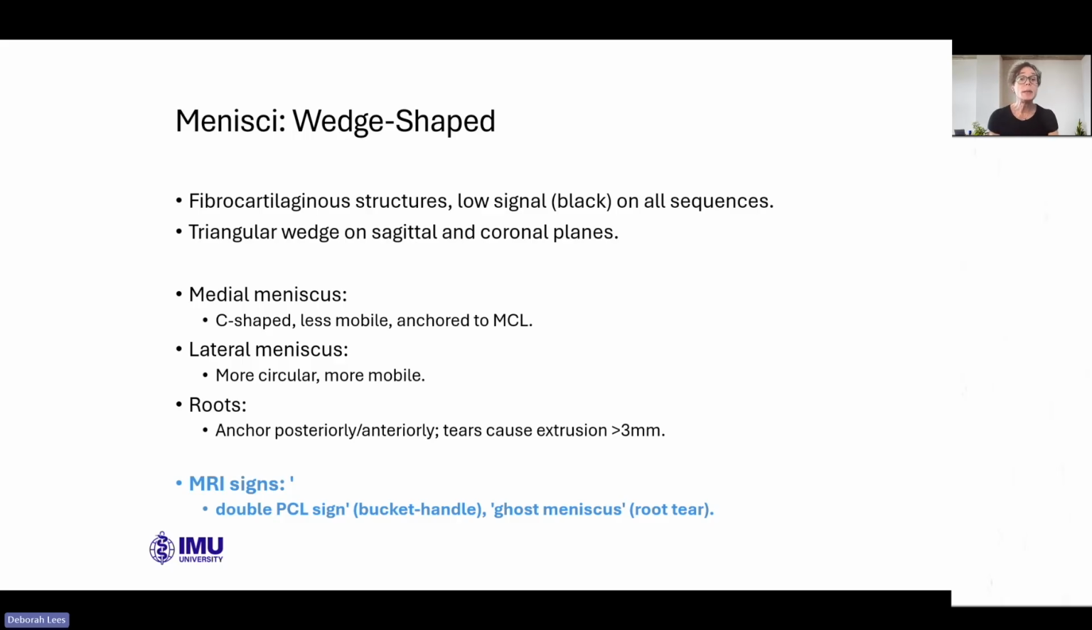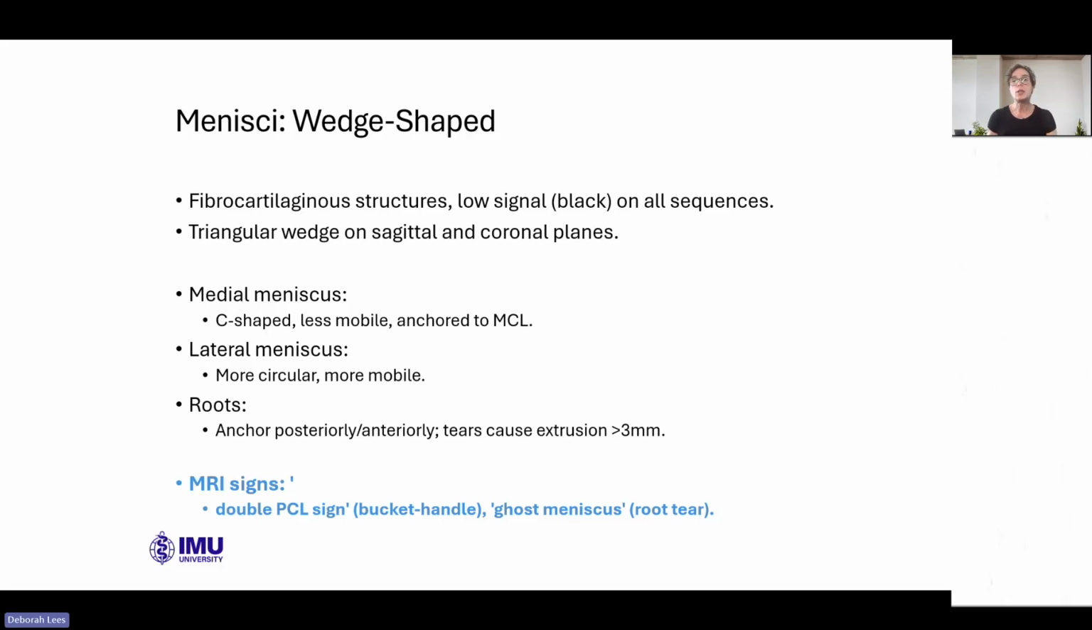Okay, lateral meniscus, it's more circular, it's more mobile, it's a lot more forgiving with injuries. But if we do get a tear in that lateral aspect, it's really annoying. It's very difficult to settle down for the person who's suffering from that.